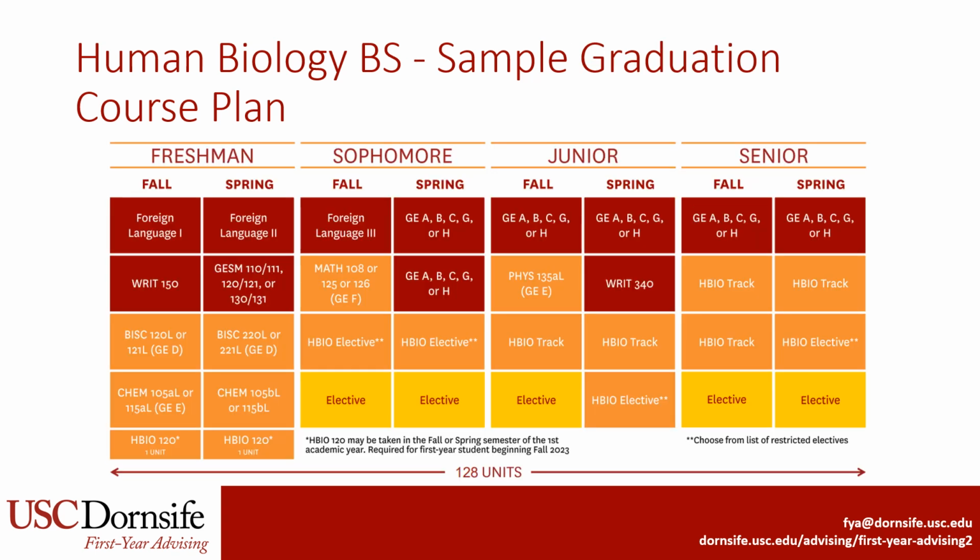This is a sample 4-year course plan for students pursuing a BS in human biology who are not pre-health. You can see that there are about 20 units of elective space, which many students in the major use for adding a minor in another area.